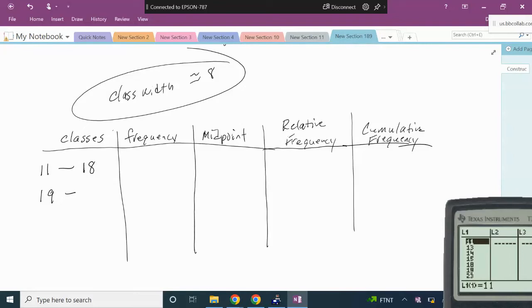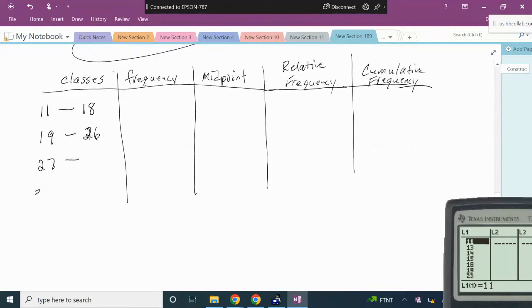So I'm just going to do this in order. 19 plus 8 is what? 27. Oops. So what's going to be the upper limit for the second class? 26. 27 plus 8 is what? 35. So the upper limit for the third class is what? 34.